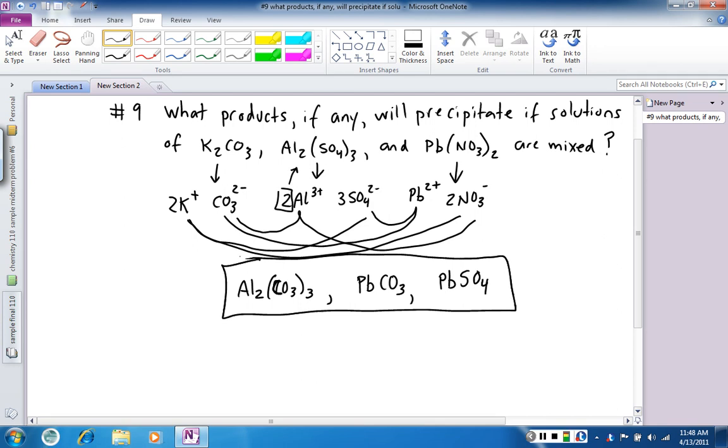The other combinations were soluble, so they wouldn't form any precipitates. And I use the arrows to just check off each combination. If something happens from the combined arrows, I write it down below. If it doesn't happen, I just don't write anything, but the arrow there tells me I checked it out. So this is sample final number 9.